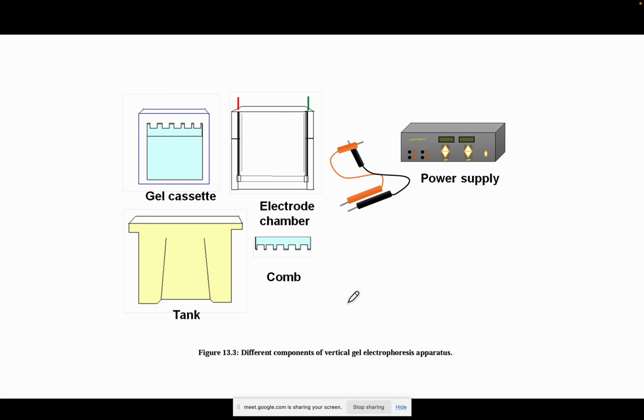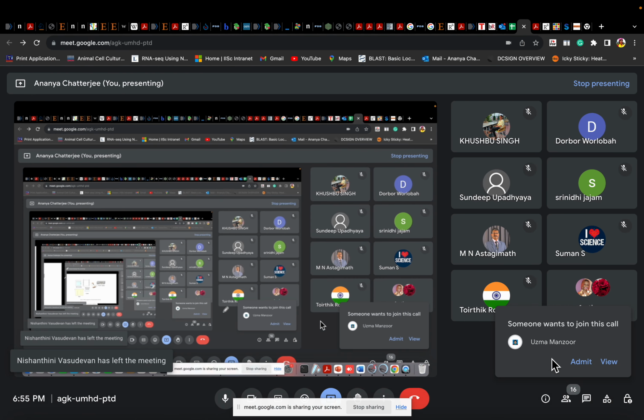So here is an example, a schematic diagram of the different components of a vertical gel electrophoresis apparatus. This is the gel cassette, this is the tank, this is the electrode chamber, this is the comb, and these are the wires which help in connecting with the power supply. So this is a gel cassette where you will make the gel.